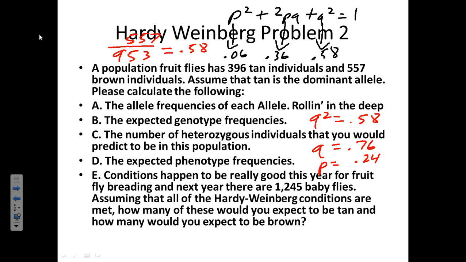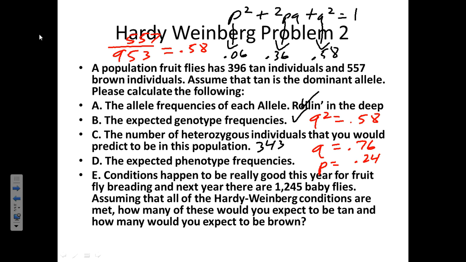So that's B. So we've got A, we've got B. Next, the number of heterozygous individuals that you would predict to be in this population. We had 953 total flies, and the heterozygous ones should be 36% of that. So 953 times 0.36 gives about 343 heterozygous individuals. Again, that's the total population size, 953, times the heterozygous 36%.